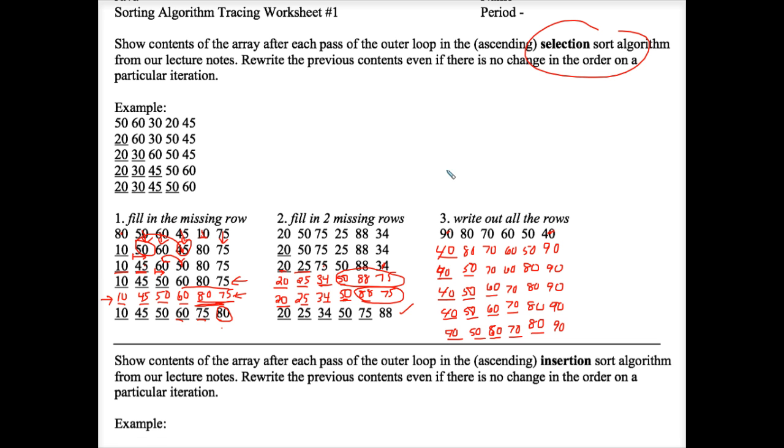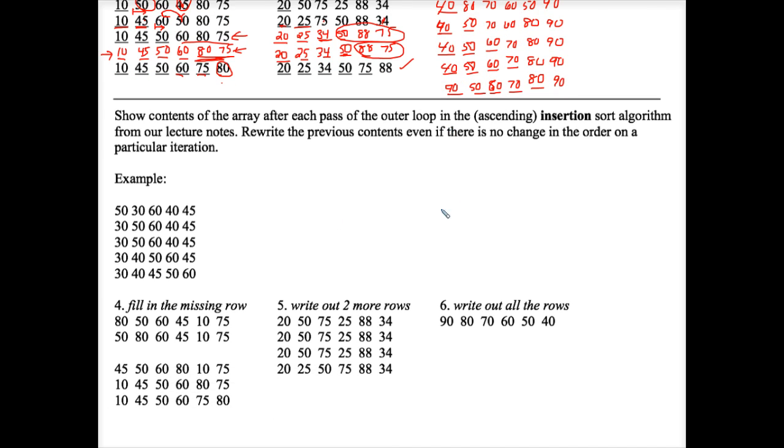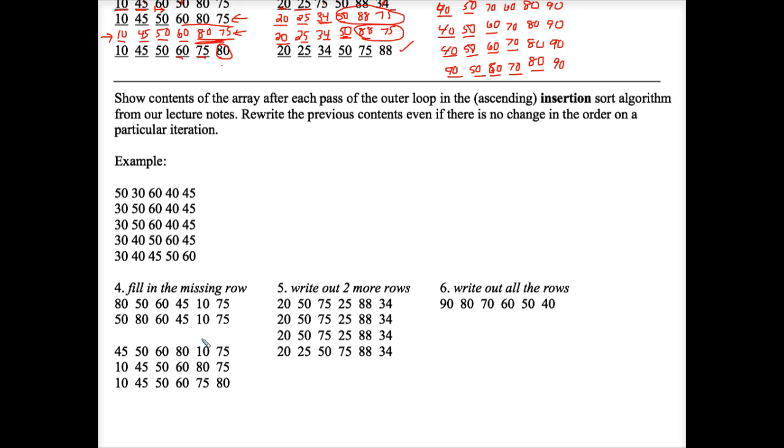Okay, that's the selection sort. Now let's do some exercises with the famous insertion sort algorithm. We have one missing row to fill in here. Let me check this out.